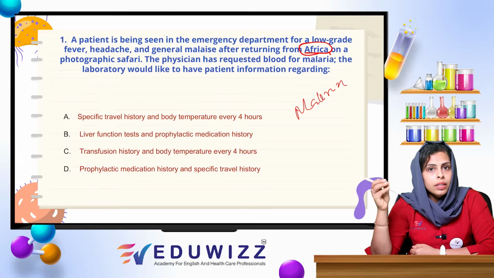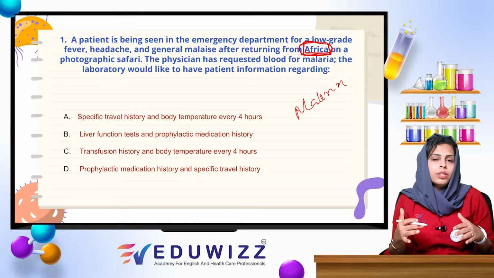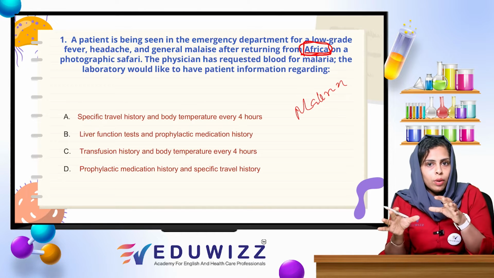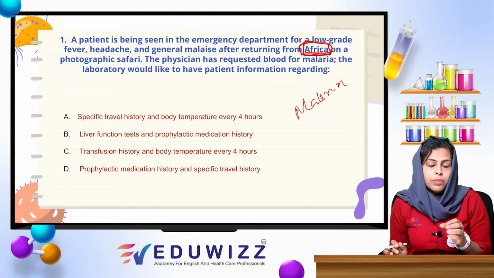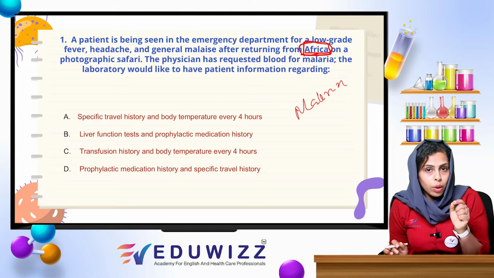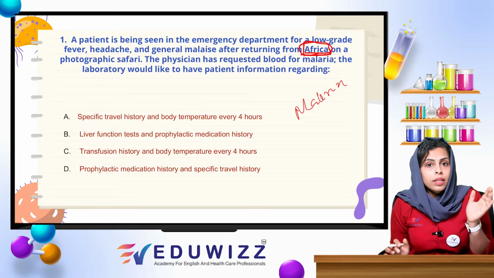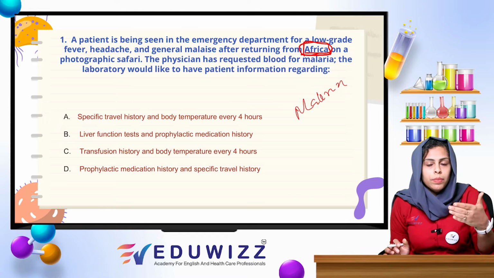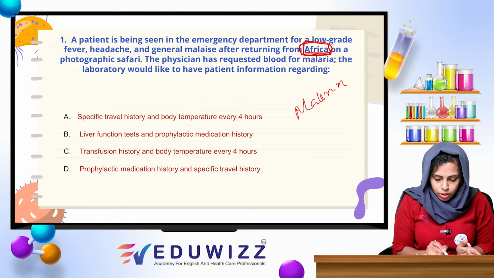So here they have already told that the person traveled to Africa for a photographic safari, so mostly he will be in a wildlife sanctuary. So the chances for falciparum malaria should be high. We have to know the exact location or the travel history of this person to know whether the malaria is chloroquine resistant or otherwise. So we have to choose the travel history, and we can eliminate options B and C.